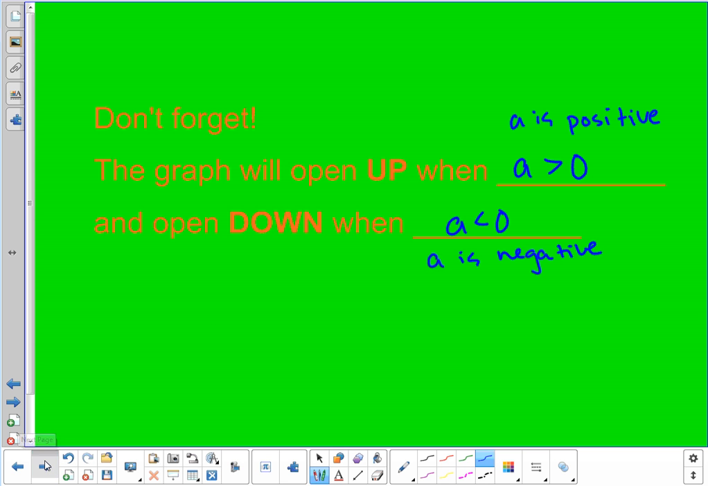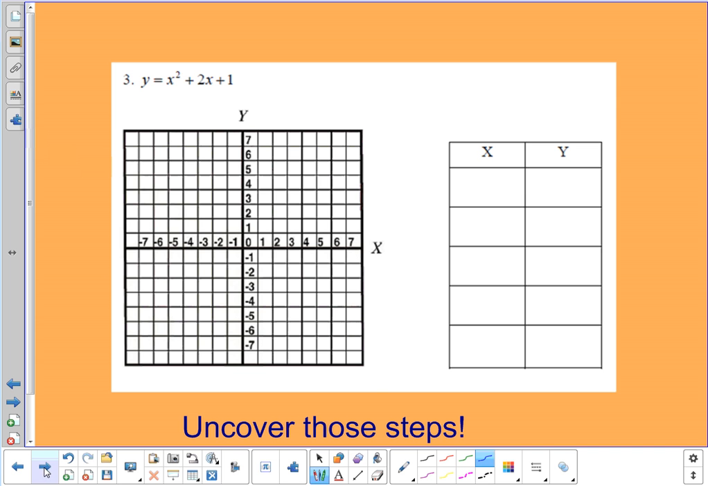Okay, now let's do number 3. So in number 3, I want to start by making the vertex. I always start with the vertex. So I have x equals the opposite of b over 2 times a.